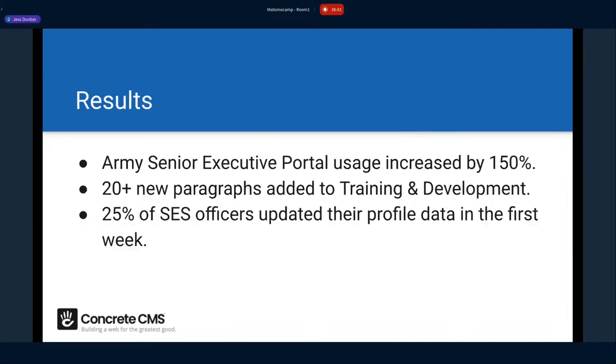The result of this was that the executive portal increased its usage by 150%. A couple of paragraphs were added to the training development area by a contributor with absolutely no training within the first day of the launch. So that was pretty cool. And then 25% of officers updated their profile data within the first week. So I would say those are all great metrics to track. And that concludes my presentation.